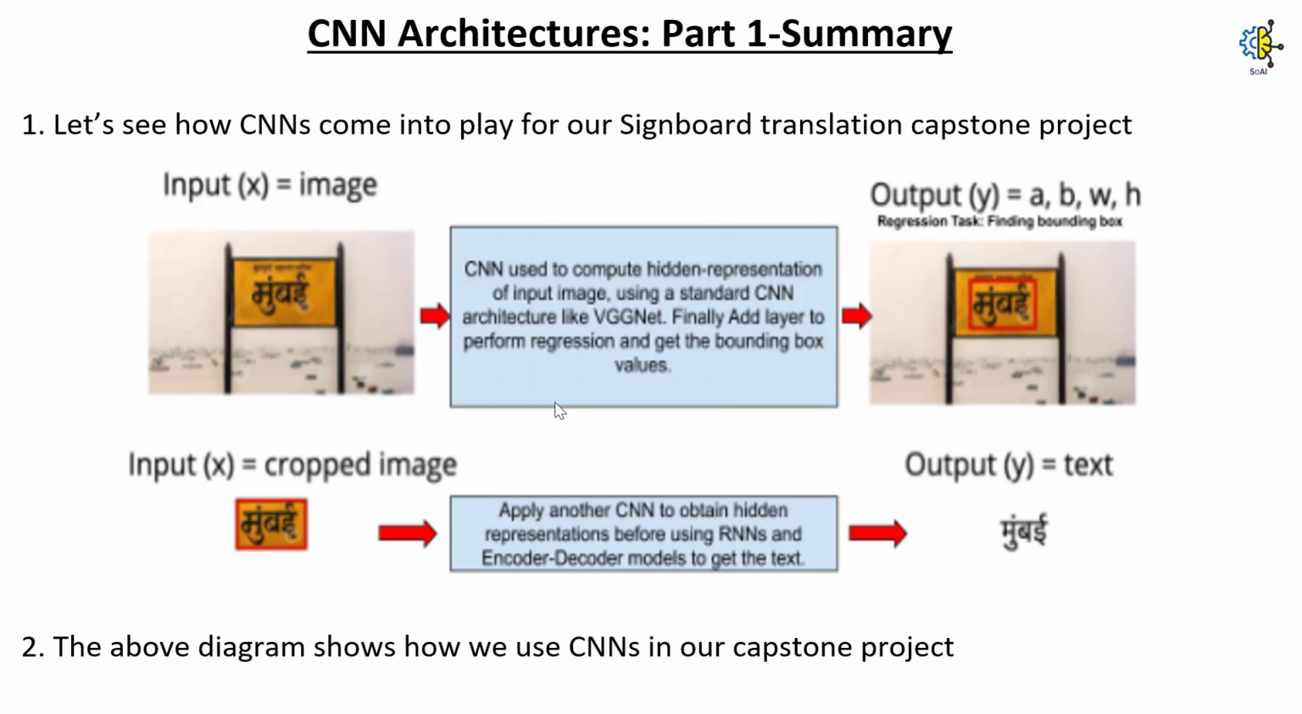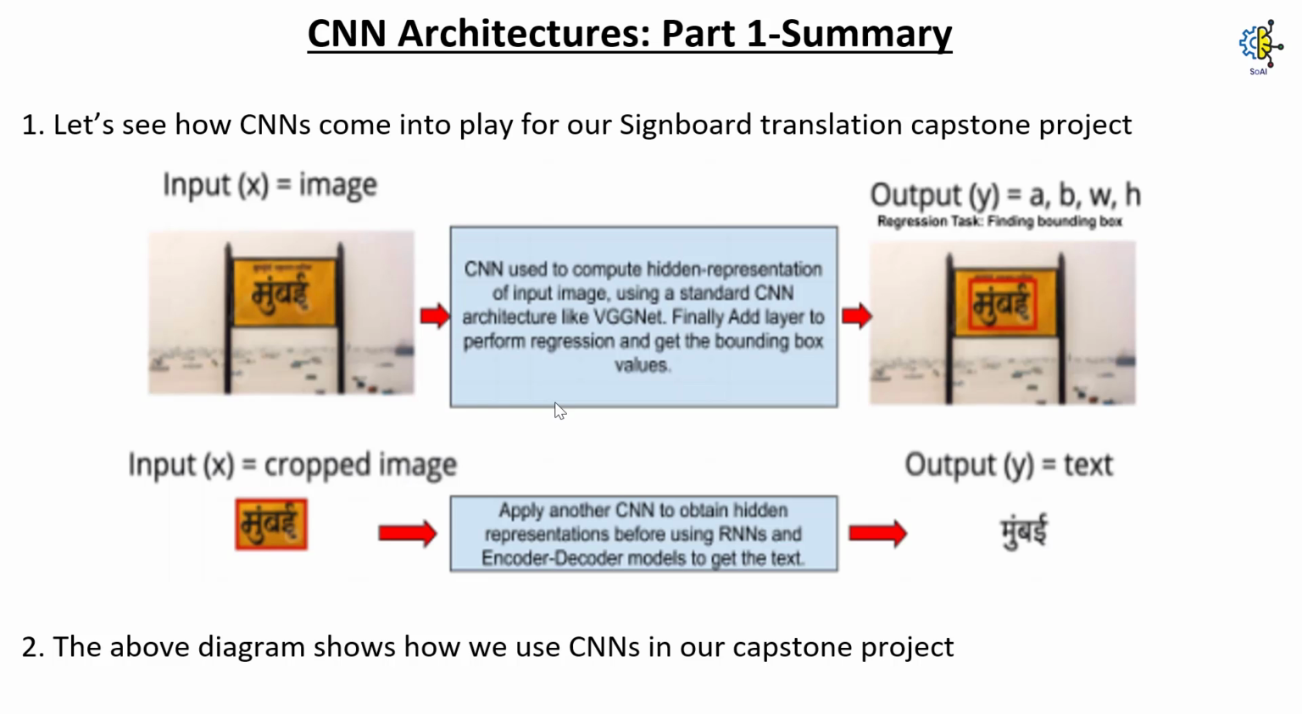Summary of Part 1. CNN Architecture Part 1 Summary. Let's see how CNNs come into play for our signboard translation capstone project. For input X, which is an image, you can see a CNN used to compute the hidden representation of the image using a standard CNN architecture like VGGNet. Finally, we add a layer to perform regression and get the bounding box values. The output Y is the ABWH regression task, finding the bounding box.